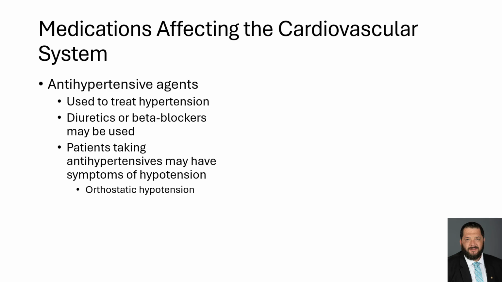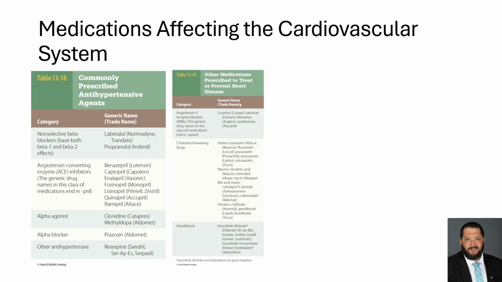Antihypertensive agents are used to treat hypertension. They can be used with diuretics or beta blockers or a combination of the two. Patients taking antihypertensives may have symptoms of hypotension, specifically orthostatic hypotension, so make sure you monitor that carefully.